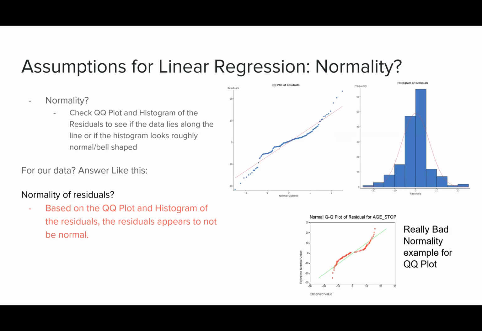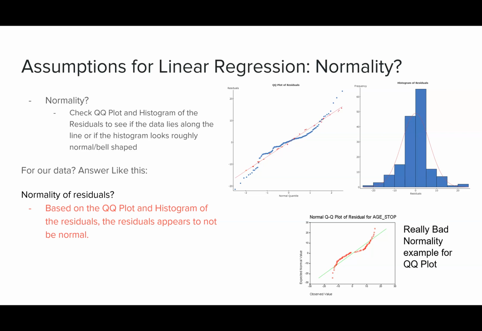Normality of the residuals. So we want to make sure that the residuals, if we plotted them as a histogram, look somewhat normally distributed. And one way to check that is the histogram. The other one is the QQ plot.